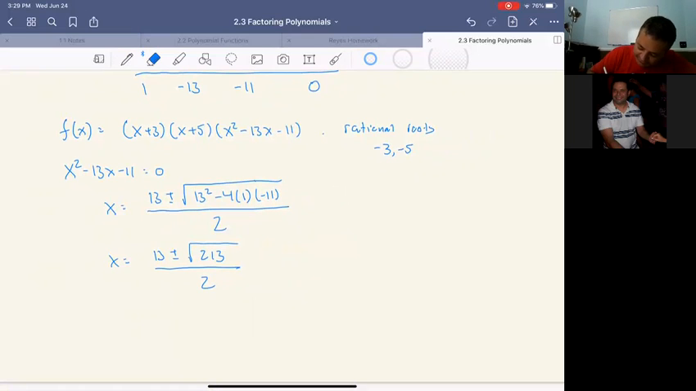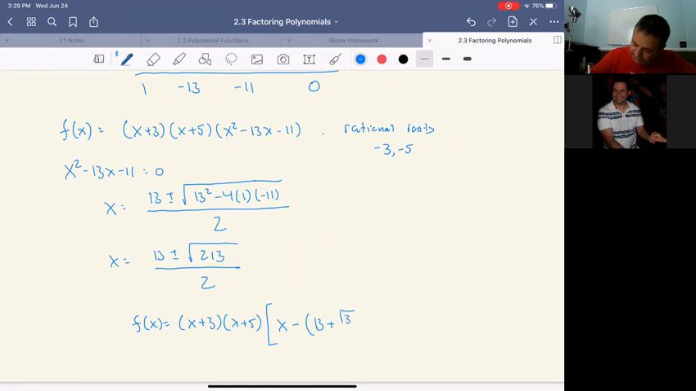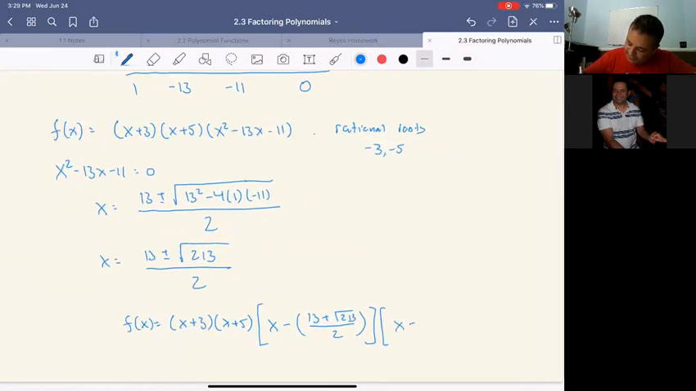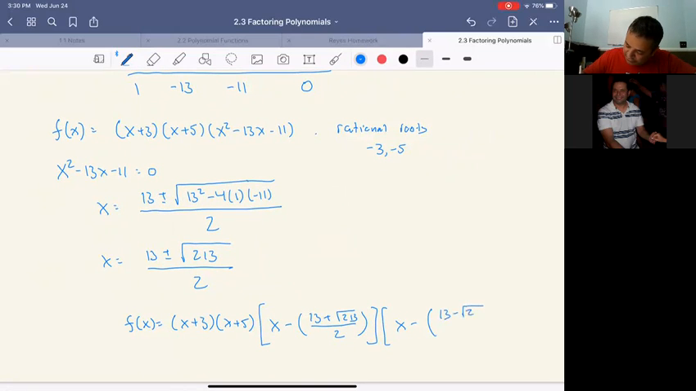So our f of x completely is x plus 3, x plus 5, x minus 13 plus square root of 213 over 2, x minus 13 minus square root of 213 over 2. Okay, so now these roots are not rational. That's why they don't show up in our list.